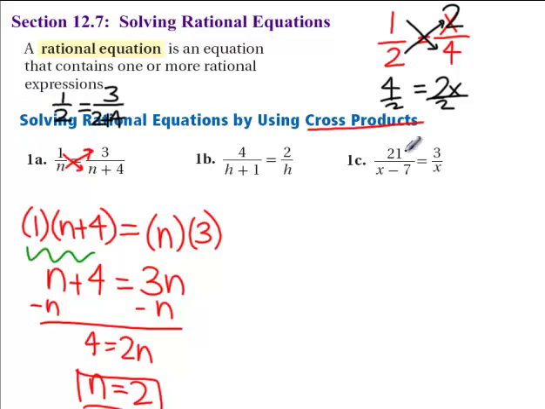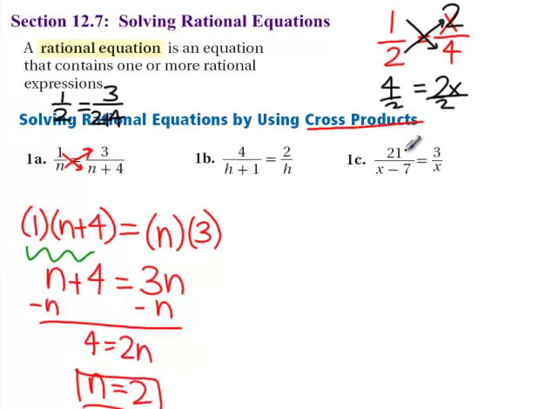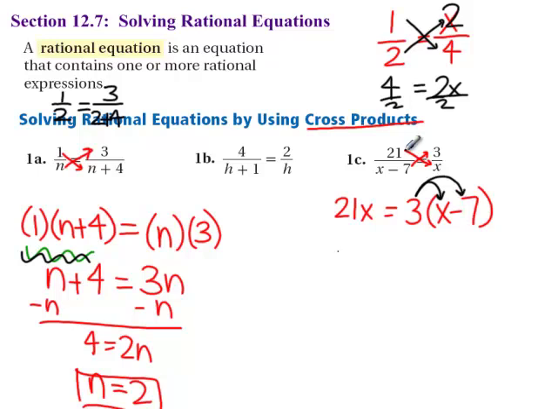Let's skip B for a second. You guys can try that one on your own, and let's do C together. So we have to do 21 times x, or 21x, and then we have to multiply 3 times x minus 7. Back in the previous problem, we didn't have to multiply anything together because it was just a 1 on the outside. But when you have something different than 1, you have to remember to distribute. So we should get 21x equals 3x minus 21.